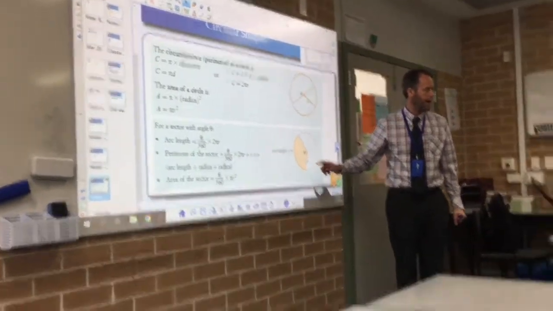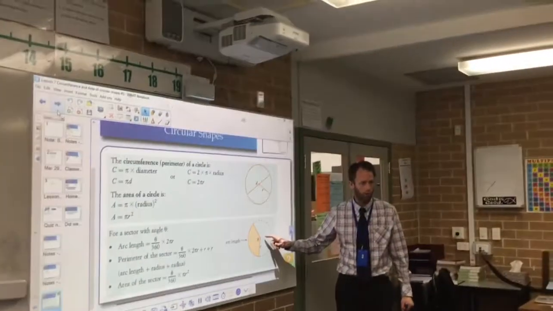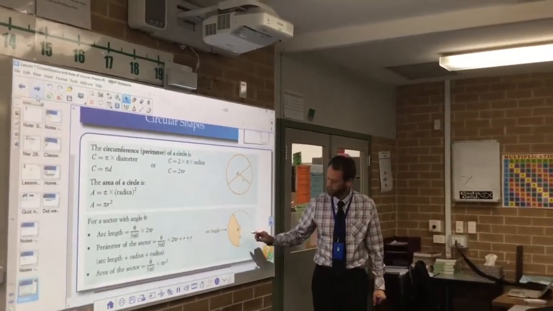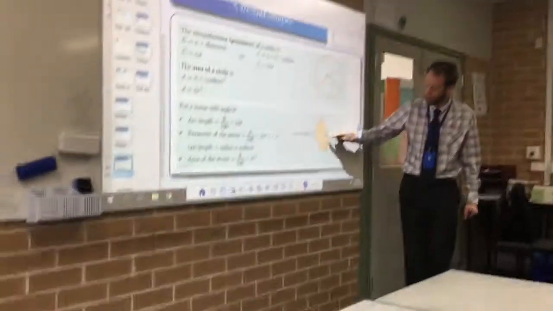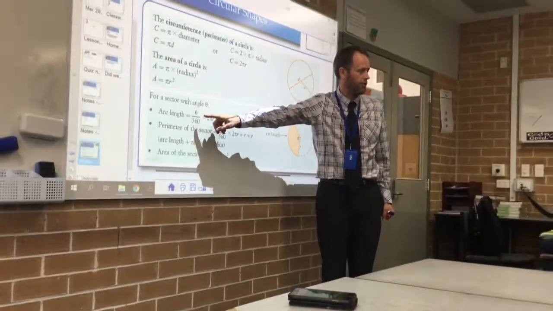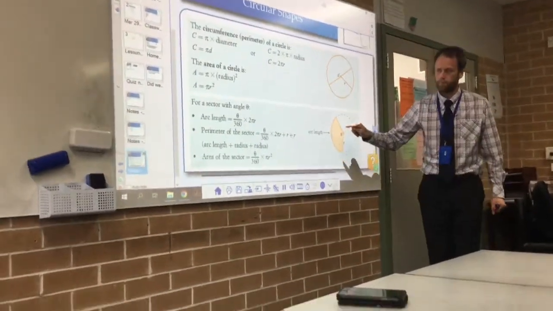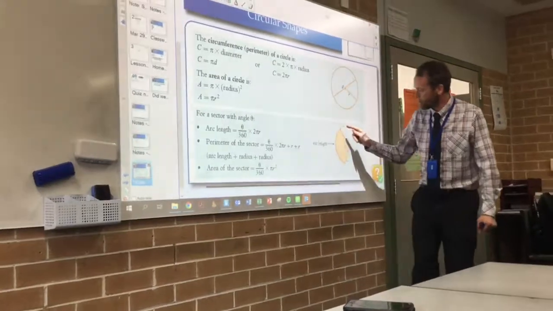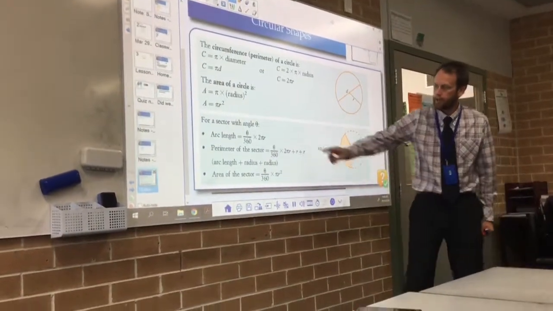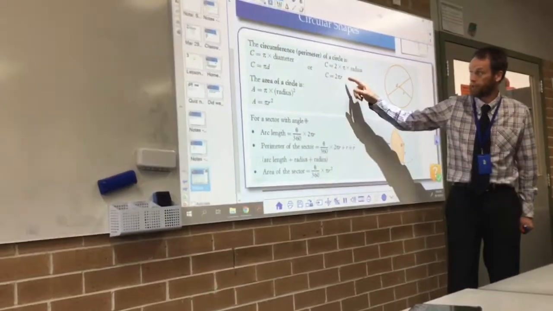And to find that arc length, you have to find the ratio of the whole revolution. So we take theta, which is this angle here, and we put it over a full revolution of 360 degrees to find that section. So the arc length, which is just the outside, is theta over 360 times 2 pi r, this circumference formula.